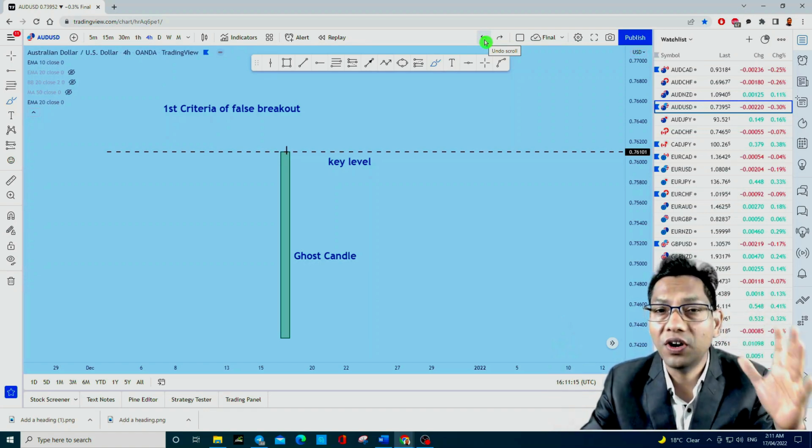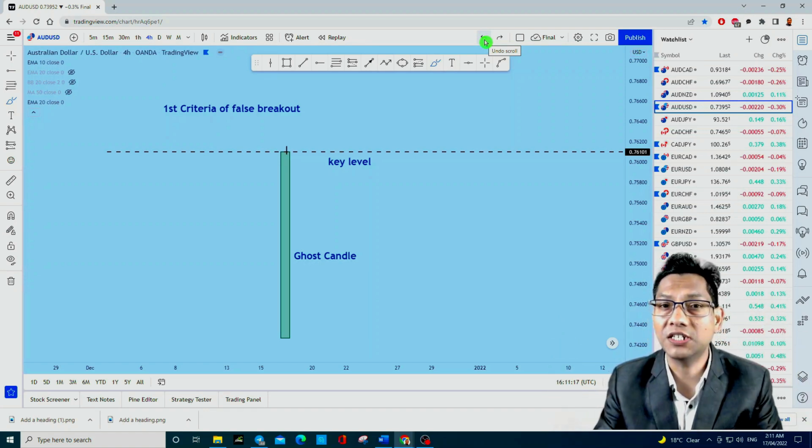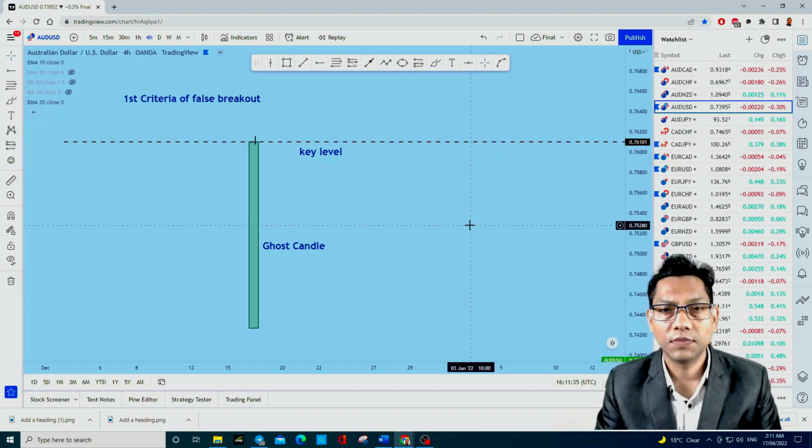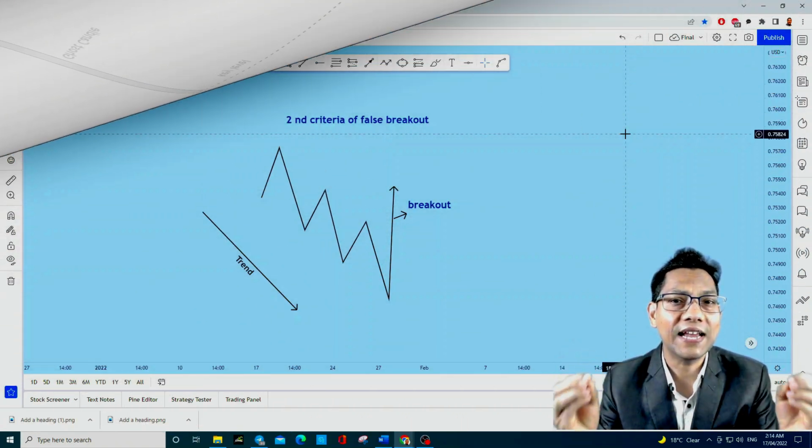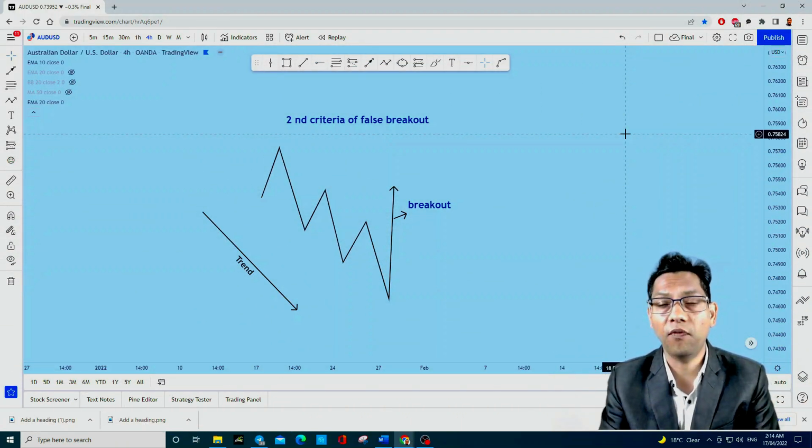So this is the first criteria of predicting a false breakout. Now let's see the second criteria. Okay, so let's see the second criteria of a false breakout.